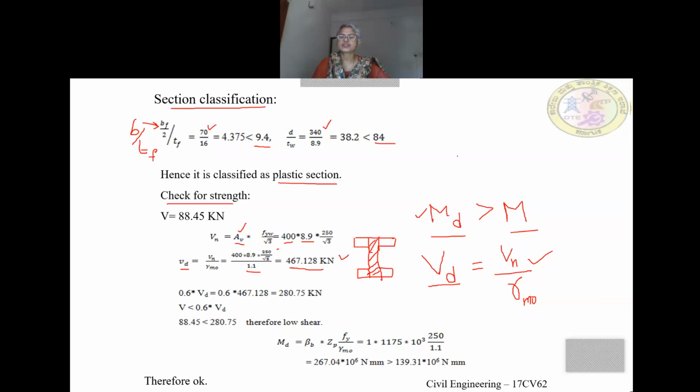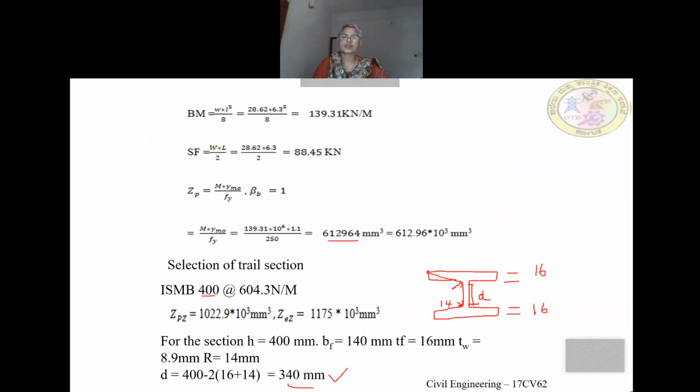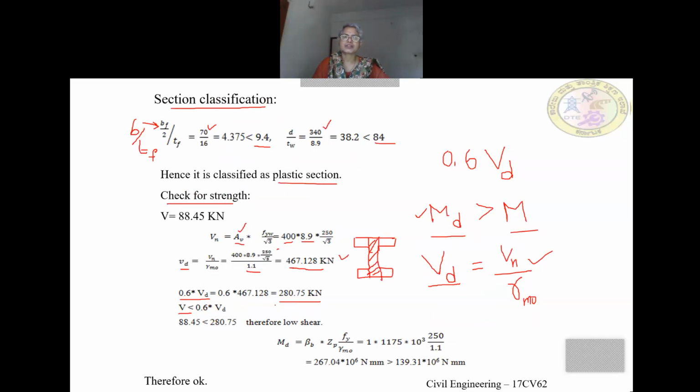Now to know whether the beam section is of low shear or high shear, you calculate 0.6 Vd. Vd is being calculated now. Calculate 60% of that Vd. So that comes to 280.75. So compare it with the shear force of the beam, what we have calculated here using the WL by 2 formula. So you've got 88.45. This is the shear force coming on the beam. So that is compared with 0.6 Vd. So 88.45 is less than 280.75. This is a beam of low shear.